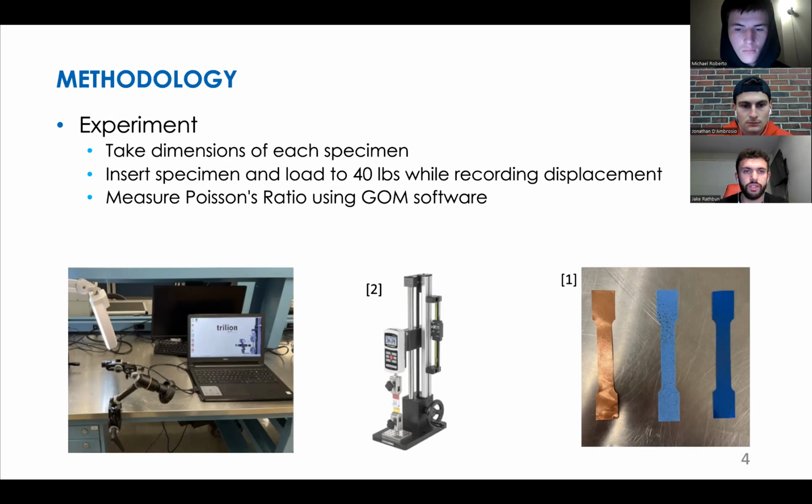The experiment included taking dimensions of each specimen, and these dimensions included thickness, width, and gauge length. Each specimen was loaded into the Mark-10 test stand with up to 40 pounds of force, and the displacement created by this force was also recorded. Poisson's ratio was also measured using the GOM software.